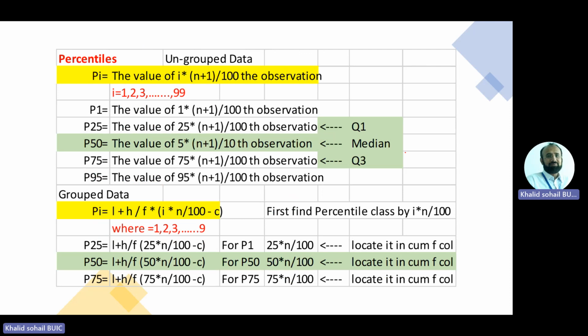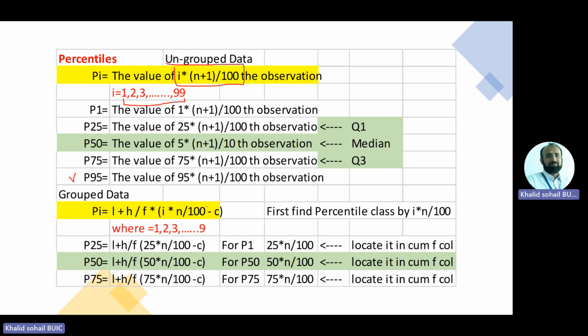Then we have percentile. Usually it is also reported in different software, like when we have a large set of data. Now, P1 we can get here by putting it. So we have 99 different percentiles, meaning you can calculate the second percentile or 25th percentile, and in the same way, you can calculate the 95th percentile. So just put in this formula the value of i that ranges from 1 to 99.